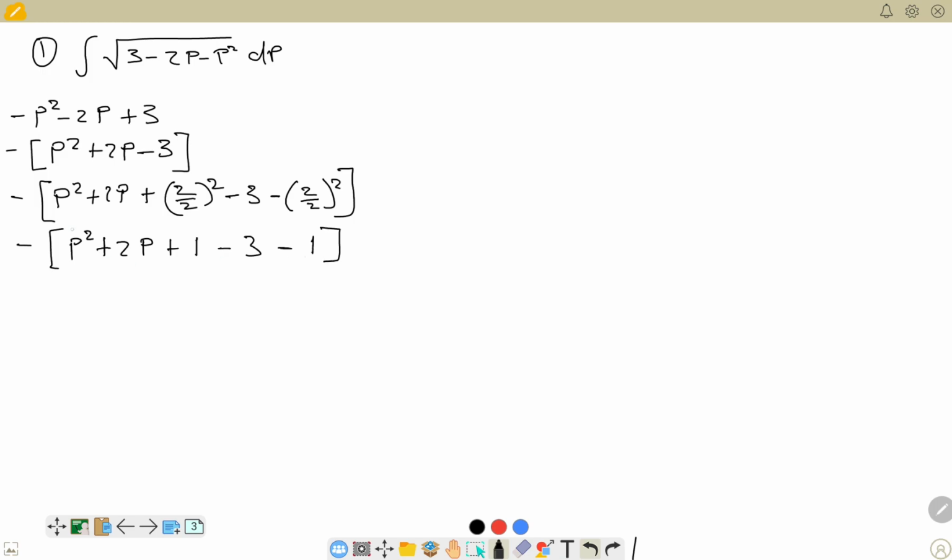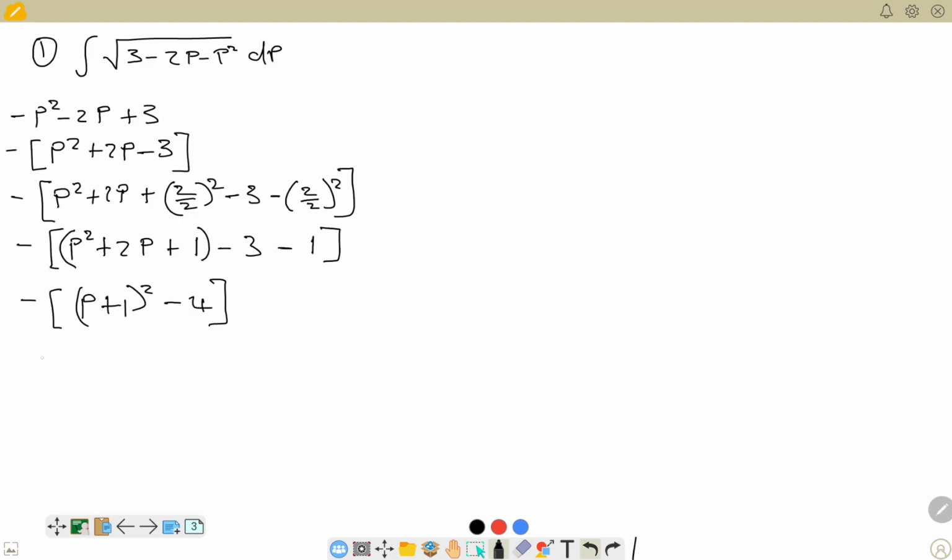From here, it's better to consider this part separately, then rewrite it in a squared form. So if I do that, I will have p plus 1, all squared. Expanding this bracket will take us back there. Then on the other side, negative 3 minus 1 is negative 4. So that's it. We have successfully completed the square.